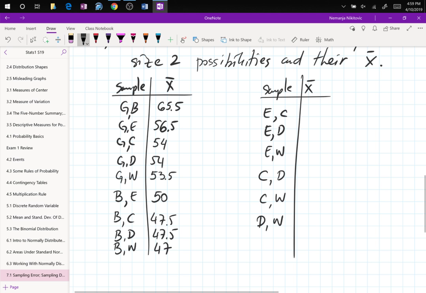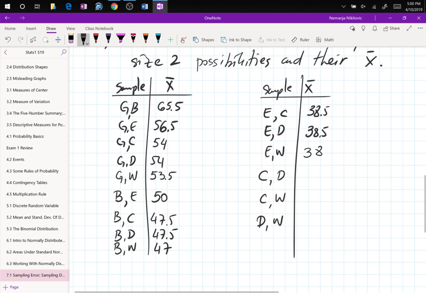Now we go with E and C. That's going to be 41 plus 36. That's 77. Half of 77 is 38.5. And then the next one is the same, right? 38.5. And now we have the last one. So that's going to be 41 plus 35. That's 76. 76 divided by 2 is 38.